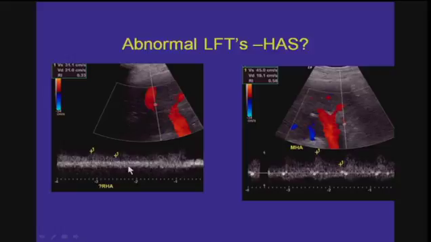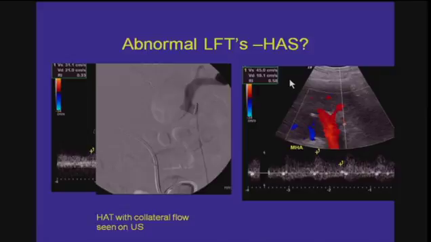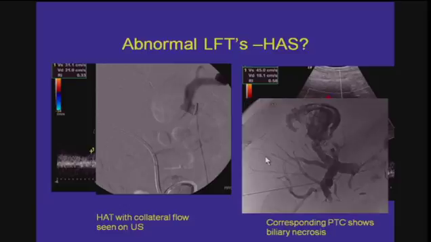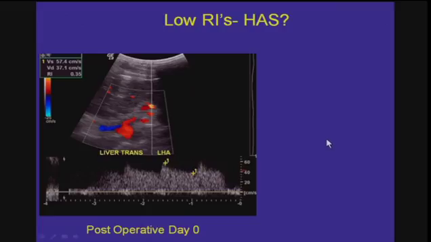You can see the sort of tardus parvus waveform. It's only in the right hepatic artery. The main hepatic artery still has a relatively okay upstroke. Resistive index is 0.58, which would be normal. And when we do the angio, which is the way we actually make the diagnosis, you can see here this patient also has an occluded hepatic artery. There's no flow here. And what we're seeing on our ultrasound is collateral flow. This patient, again, PTC shows very, very profound biliary necrosis.